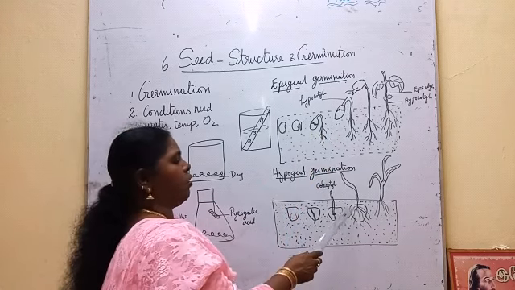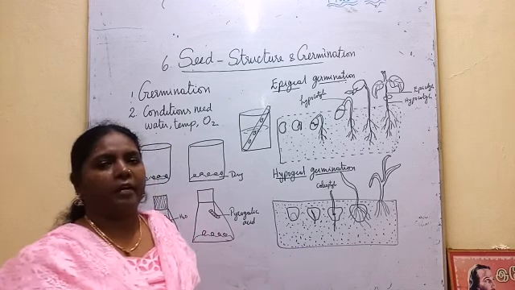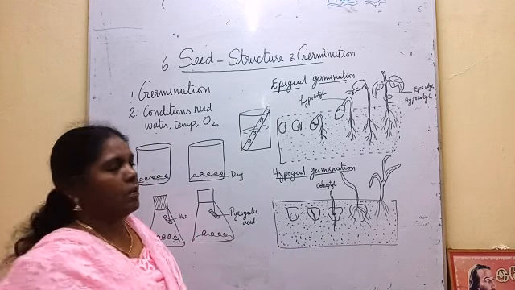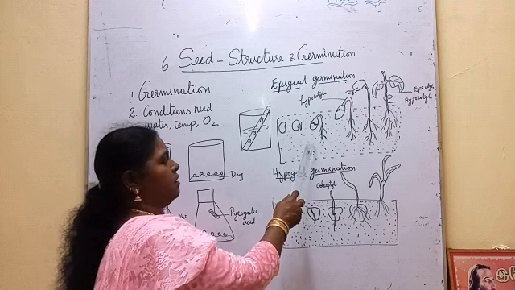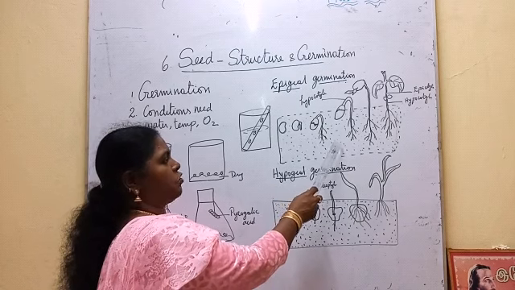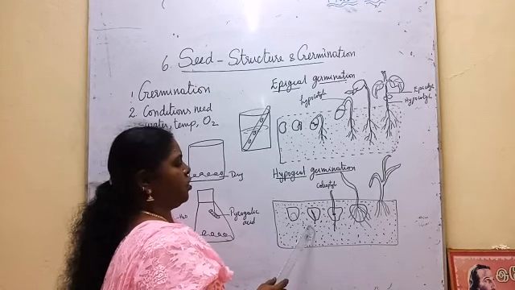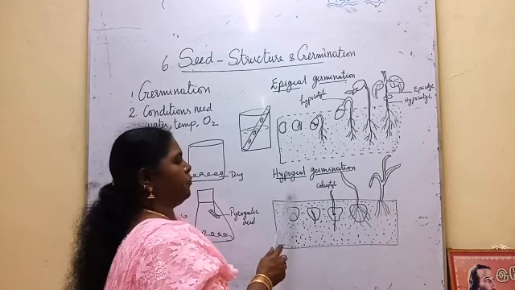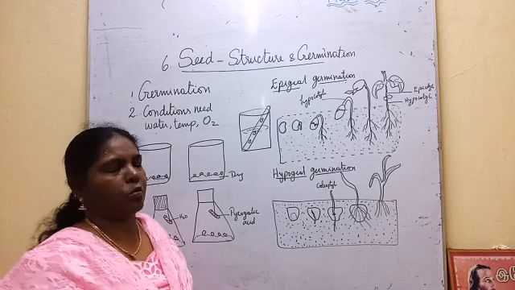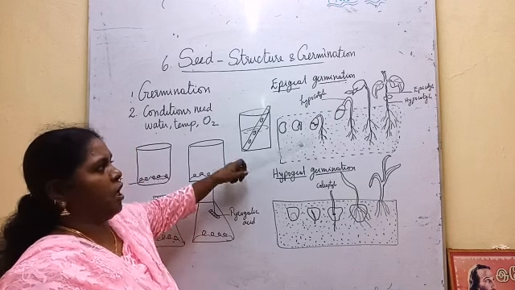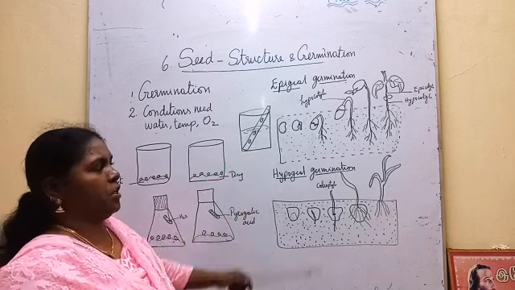Hypogeal germination: the cotyledons remain under the soil. Okay, this one is a bean seed. Germination of bean seed is an example of epigeal germination. Germination of maize is an example of hypogeal germination. This is how we can differentiate whether it is epigeal germination or hypogeal germination.